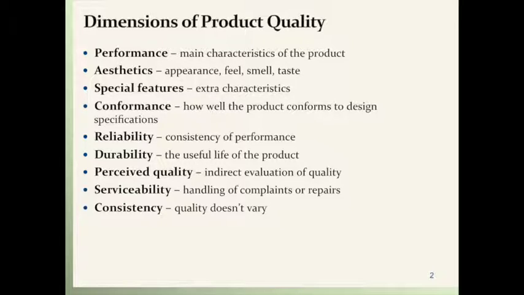There's performance, which is sort of the main characteristics of the product. The next is aesthetics, so the appearance, feel, smell, taste. You might think of it as form and function. So the first one is function, the second is really the form. The next is special features, the extra characteristics. Conformance. So that's, how well does this product conform to design specifications? And we have reliability, and that's the consistency of the performance.